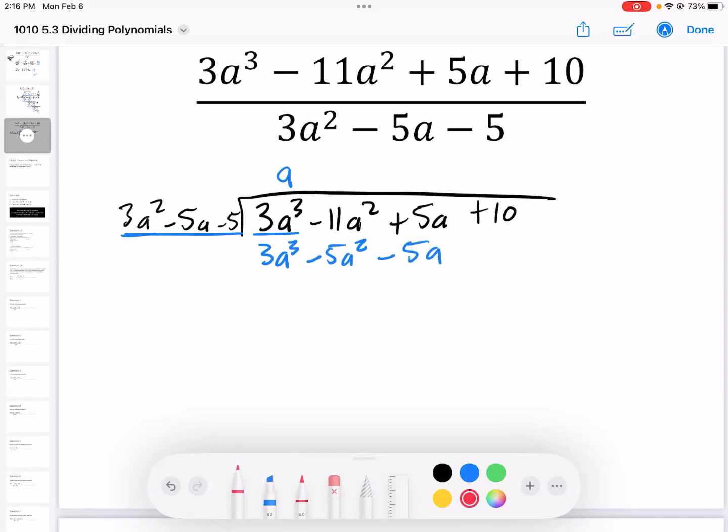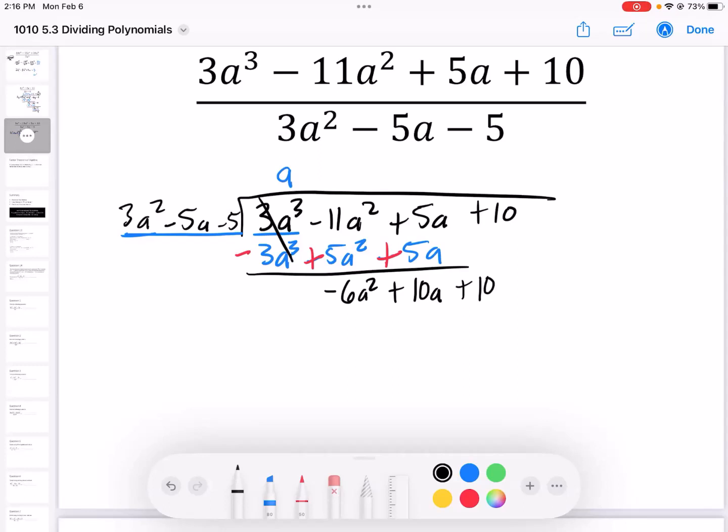And then when I subtract it, the 3 becomes negative, the 5 becomes positive, and the other 5 also becomes positive. When I combine those together, this term cancels out, and I end up with negative 6a squared plus 10a. And then I move on to my next, oh, and sorry, I should actually write this plus 10 there as well. And then I move on to my next place value.